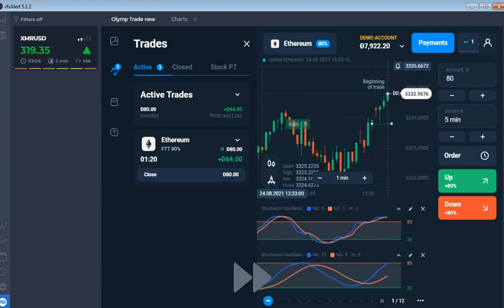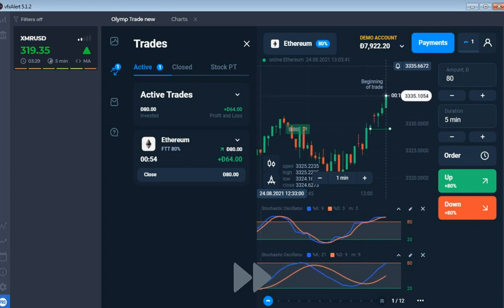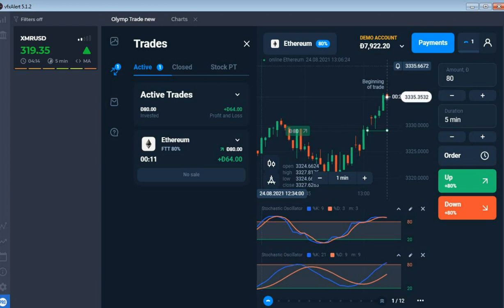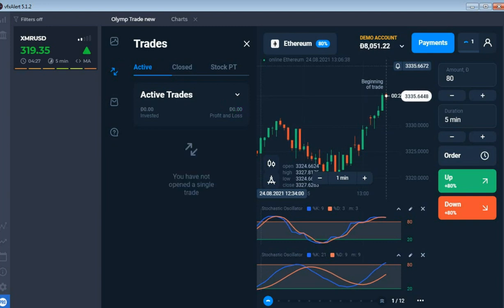The strategy is well complemented by trend indicators, but it can work as an independent tool. Oscillators continue to move towards the overbought zone. 30 seconds before expiration, the uptrend continues. The strategy worked. The option is in profit. We look at other strategies.